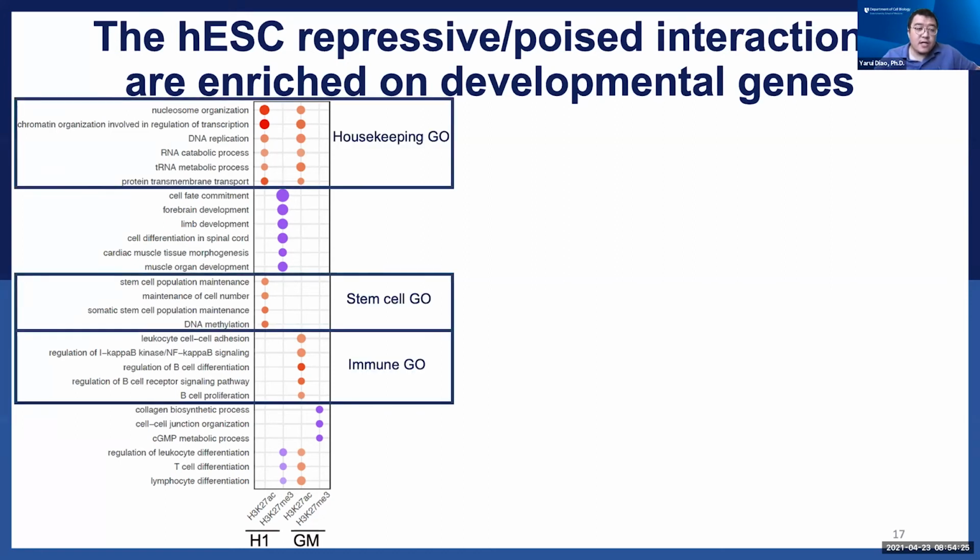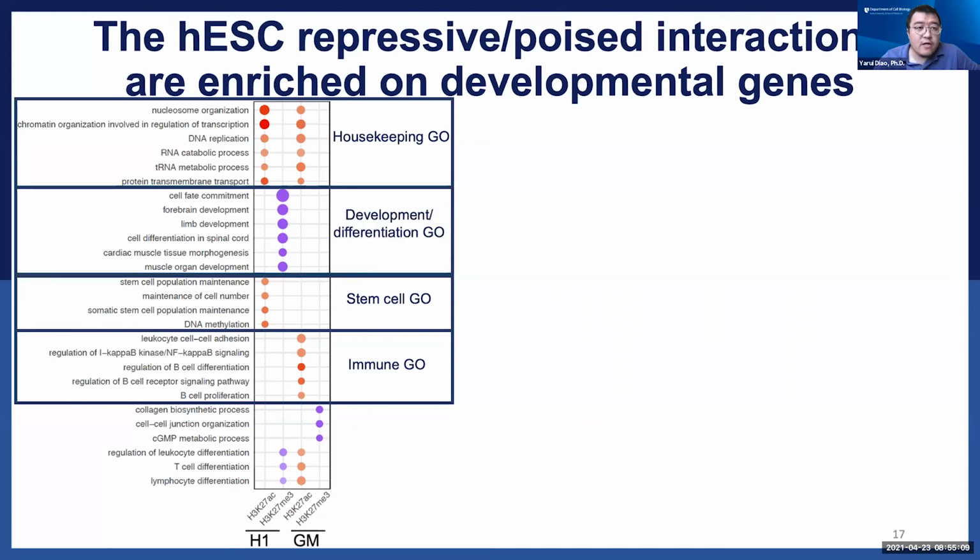So we took all the genes that are anchored on active versus repressive loop anchors, and we did a gene ontology analysis. As you can see here, the genes that are located on the active interactions in both H1 and GM are enriched for housekeeping genes. But for the H1-specific active interactions, they are enriched for genes that are important for stem cell function. And in GM cells, because it's a lymphoma cell, we found that the genes on GM active interactions are enriched for genes for immune function.